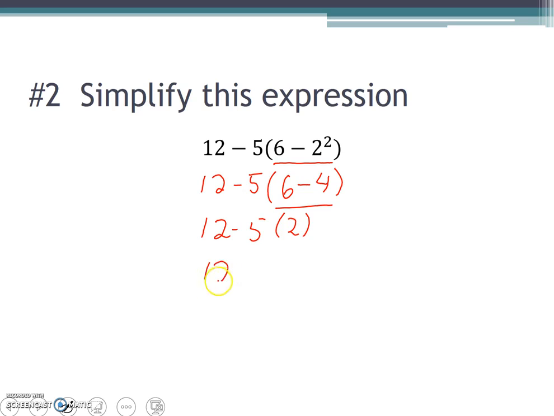And so I would take 12 minus 5 times 2. And 5 times 2 is 10. And so that's my multiplying. Then I would do my last step, 12 minus 10, which is 2. And so my final answer here is 2.